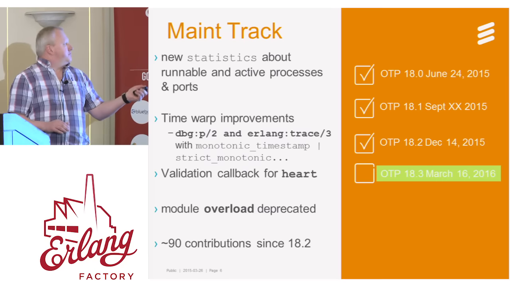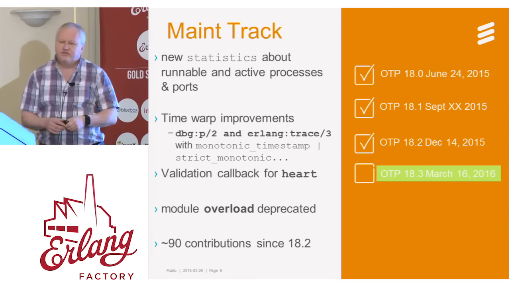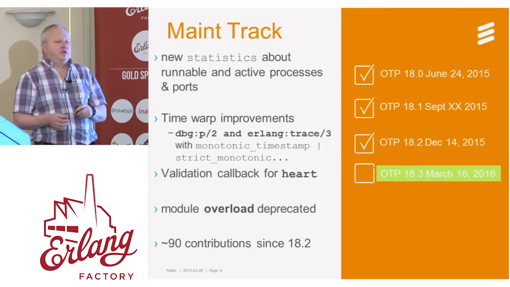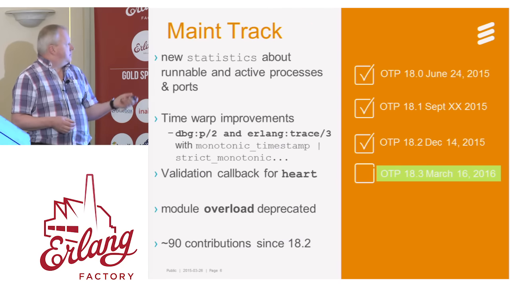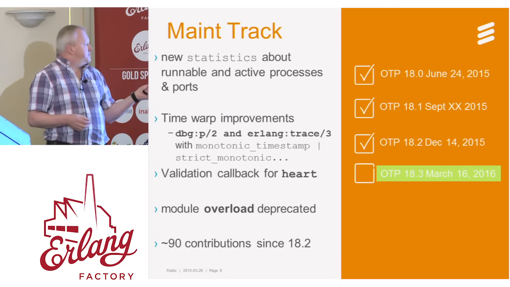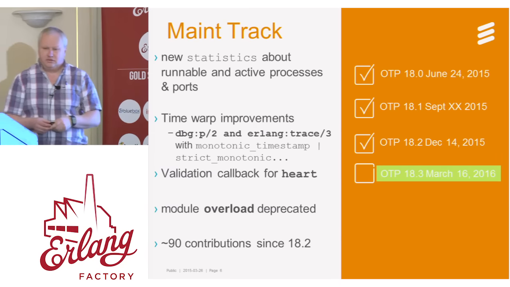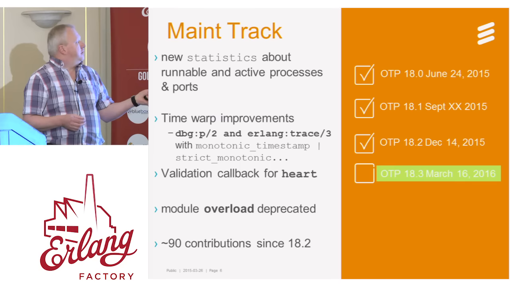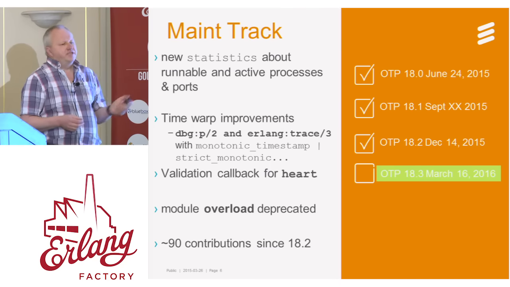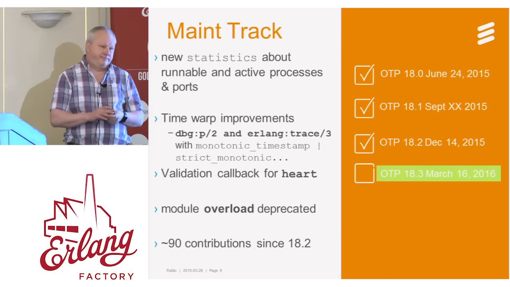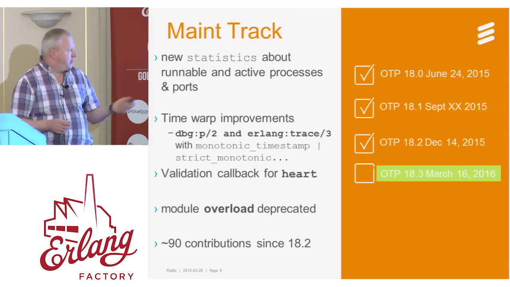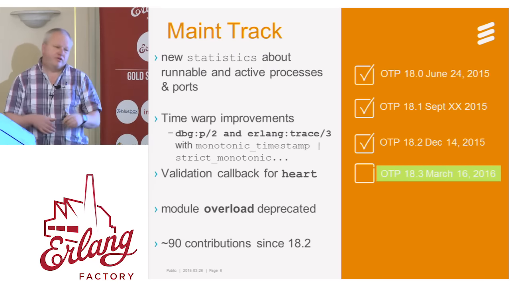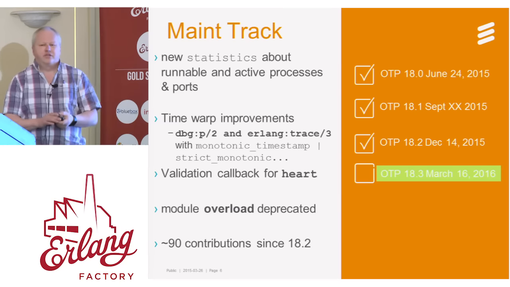For example, this new statistics in the erlang:statistics function. You can have, I think, 4 different new properties to ask about runnable and active processes and ports. We have a customer case where they needed this as a basis for decisions about overload protection. You can see what kind of jobs the schedulers have, and so on, if there is uneven load on the schedulers and things.